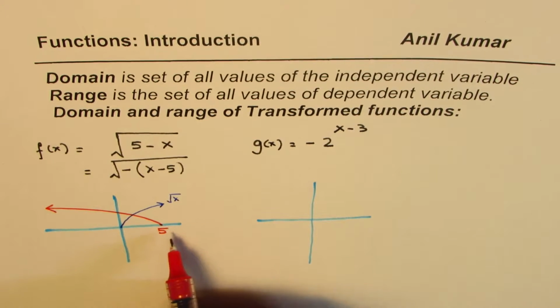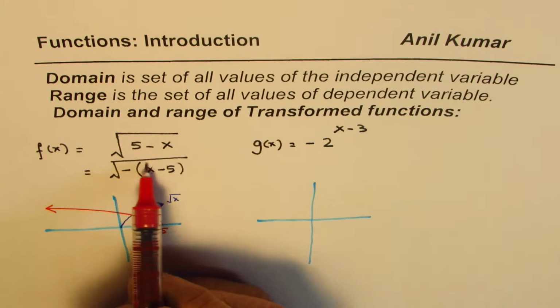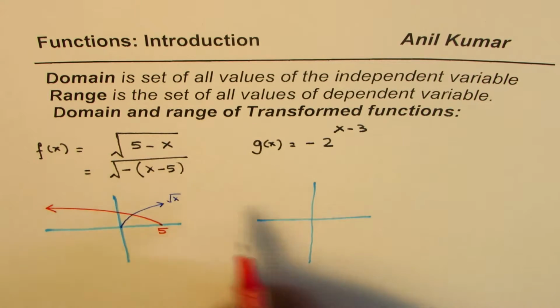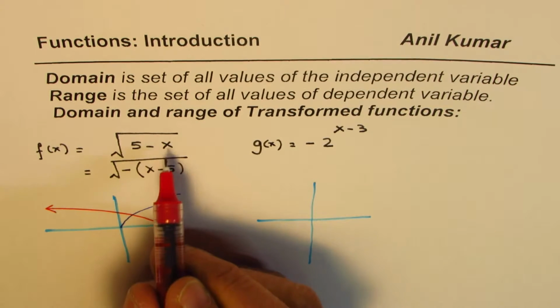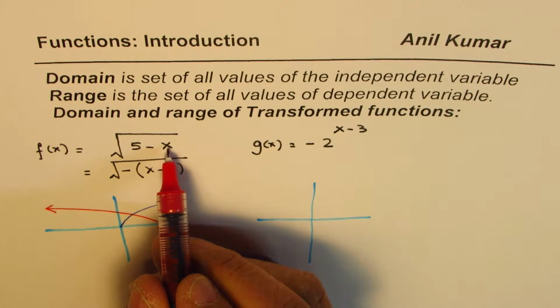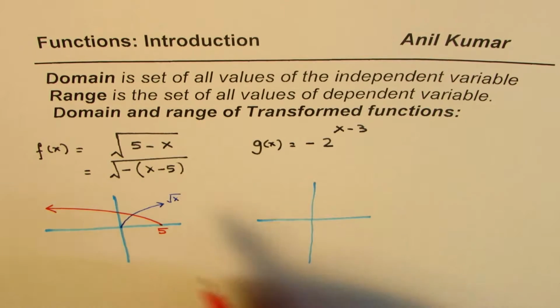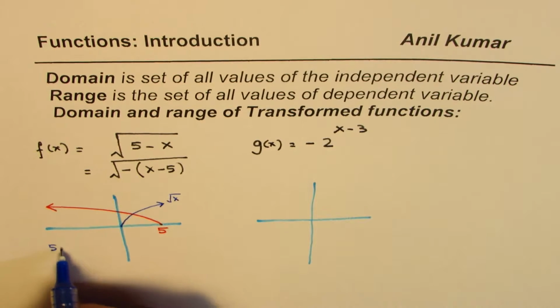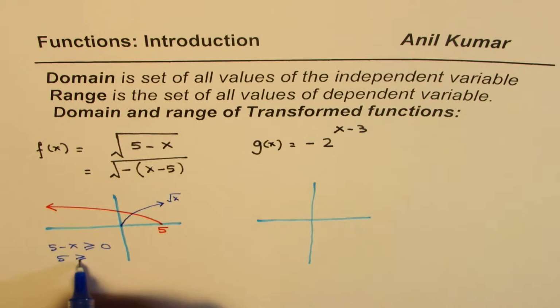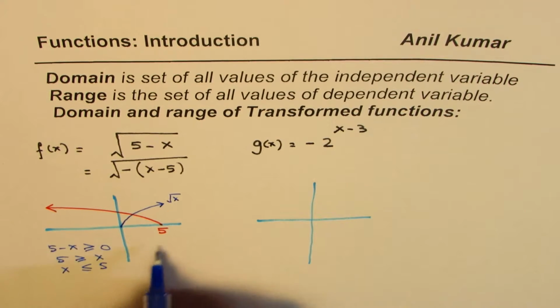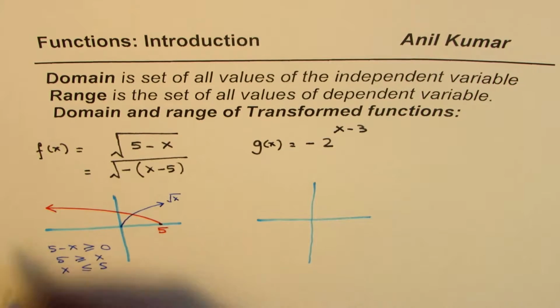One way to check is also that the inside part, 5 minus x, should be non-negative, and solve for that. So you could also do this. 5 minus x should be greater than or equal to 0, or 5 is greater than or equal to x, or you can say x is less than or equal to 5. It makes sense, right? So it fits well.